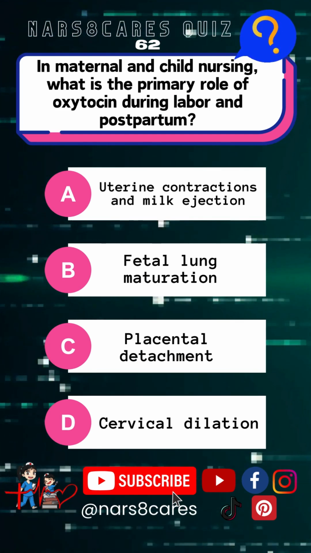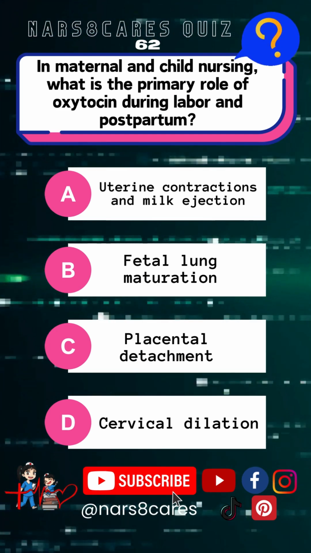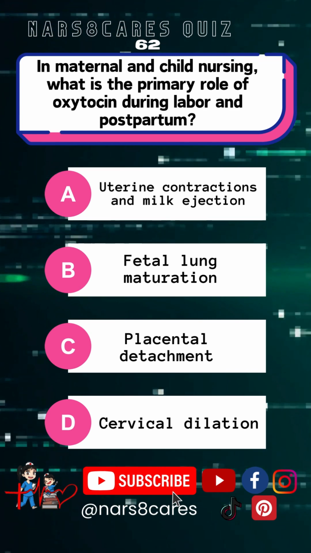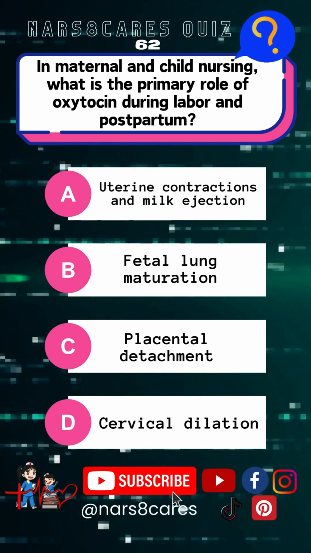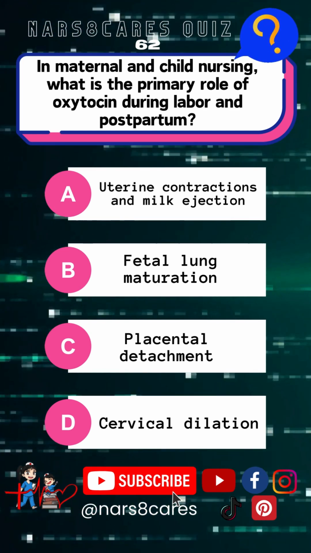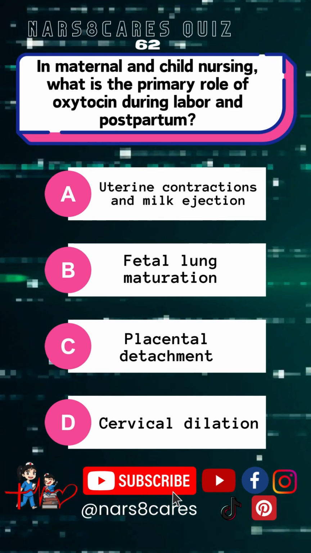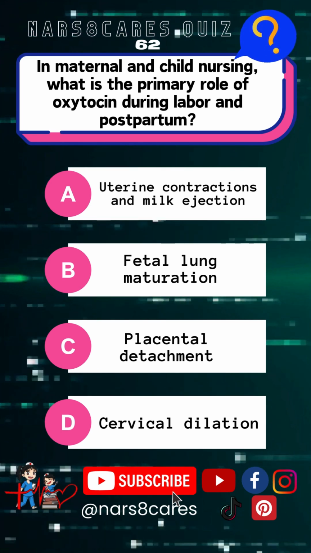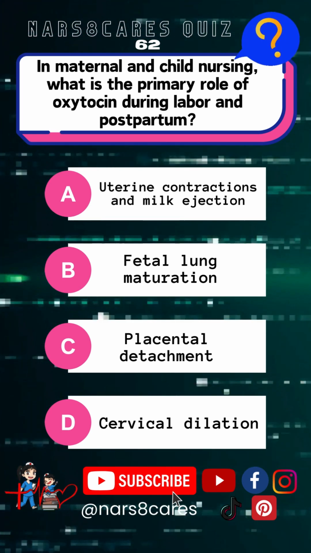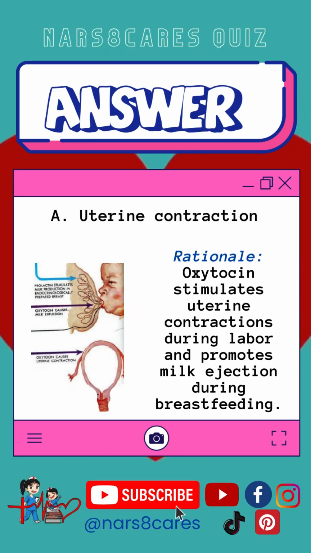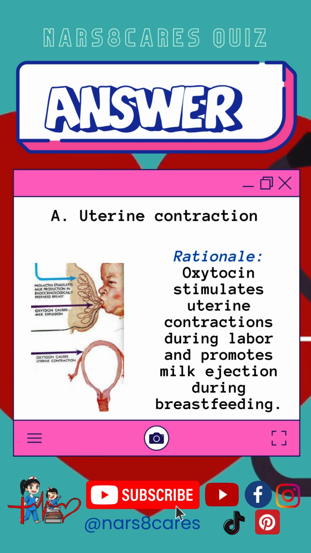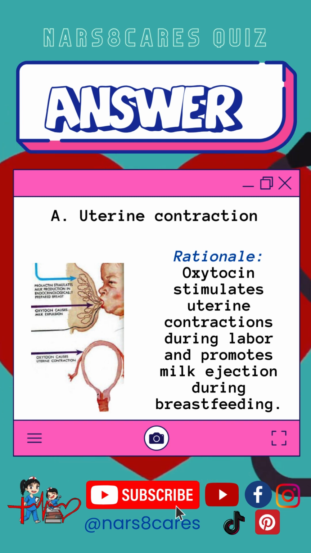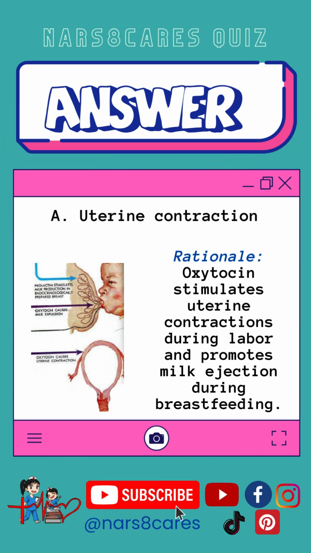62. In maternal and child nursing, what is the primary role of oxytocin during labor and postpartum? A. Uterine contractions and milk ejection. B. Fetal lung maturation. C. Placental detachment. D. Cervical dilation. Answer: A. Uterine contractions and milk ejection. Rationale: oxytocin stimulates uterine contractions during labor and promotes milk ejection during breastfeeding.